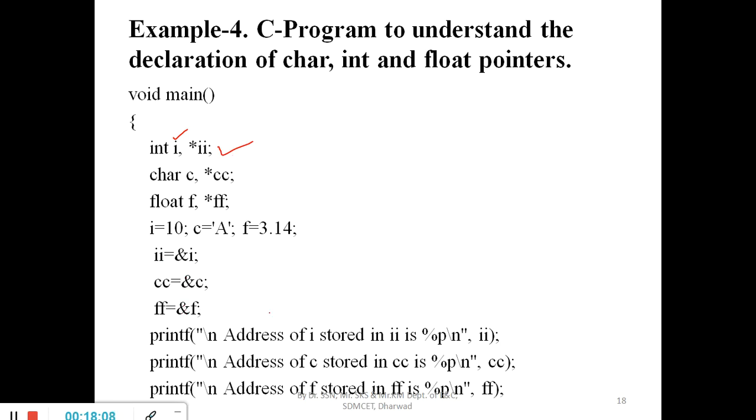Now these printf statements are straightforward. I am trying to obtain the address: ii is nothing but &i, cc is nothing but &c. So all three printf statements will give you the address of variable i, variable c and variable f respectively. That is what we call obtaining the address of a variable through pointer variables.